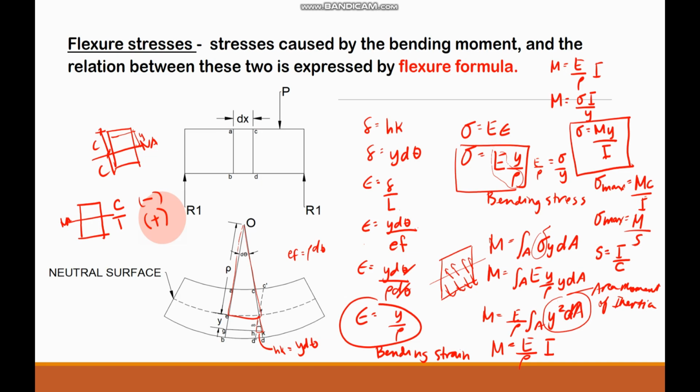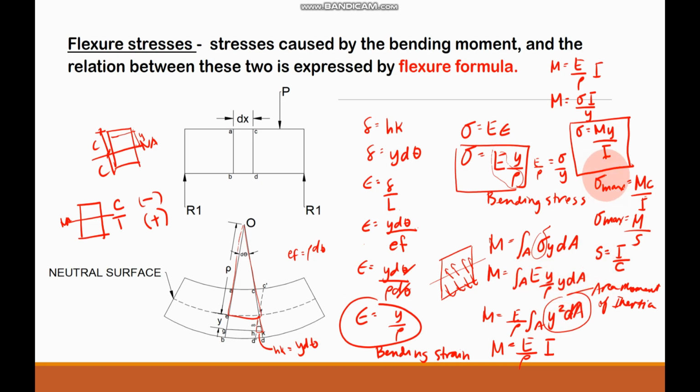So this is again the formula for the flexure stress, and the maximum flexure stress can be found at the outermost fiber of the beam, and also the section modulus can be equated as the quotient of the moment of inertia and the distance from the neutral axis.